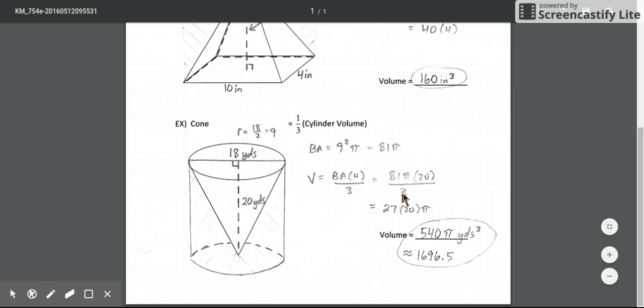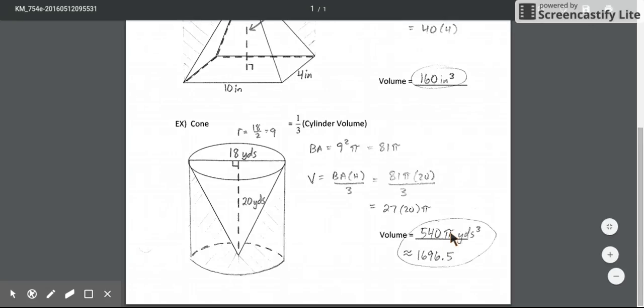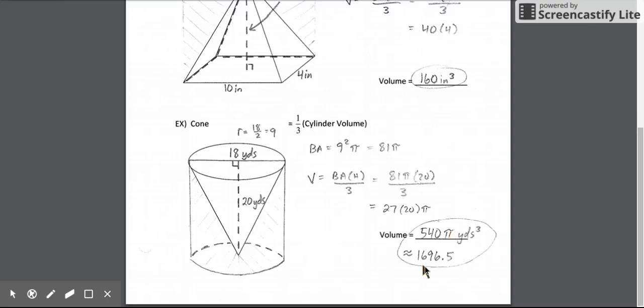In this case, we could simplify and do 81 divided by 3 first, and that's 27, and then do 27 times 20. Or you could do 81 times 20 and then divide by 3. Either way, though, you get 540 pi cubic yards. And if we want to approximate that using the decimal form of pi, do 540 times pi and use the pi button on your calculator. And you should get approximately 1,696.5 cubic yards.